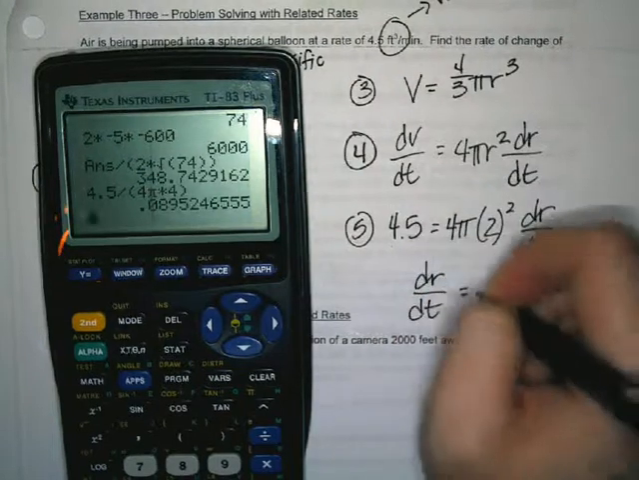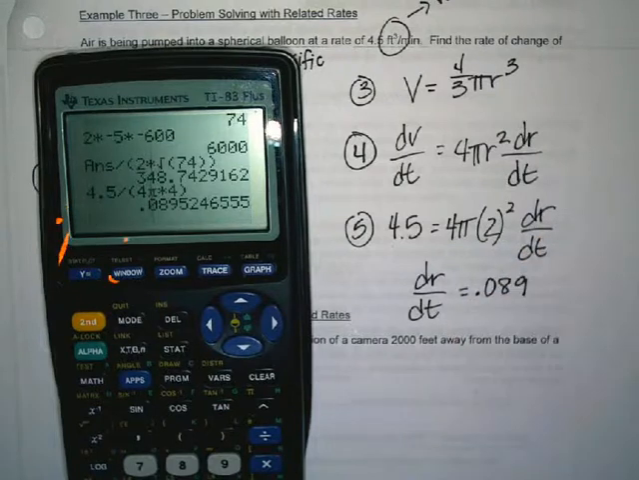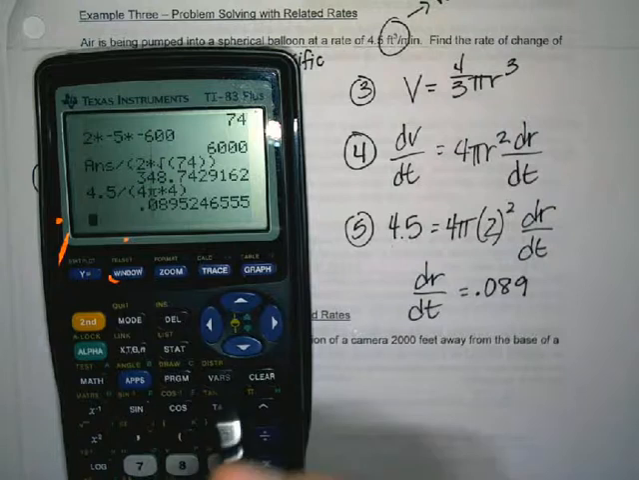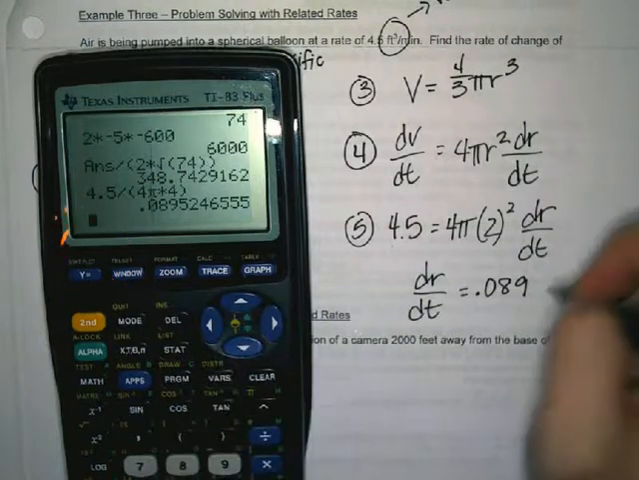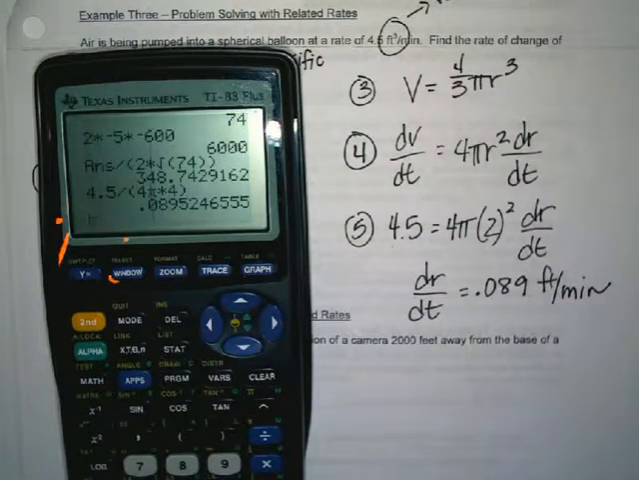Now, what are the units for this? Feet per... Well, we're talking about radius. Radius is just a length, right? So it would just be feet per minute. It's not going to be feet cubed per minute. It's just going to be feet per minute.